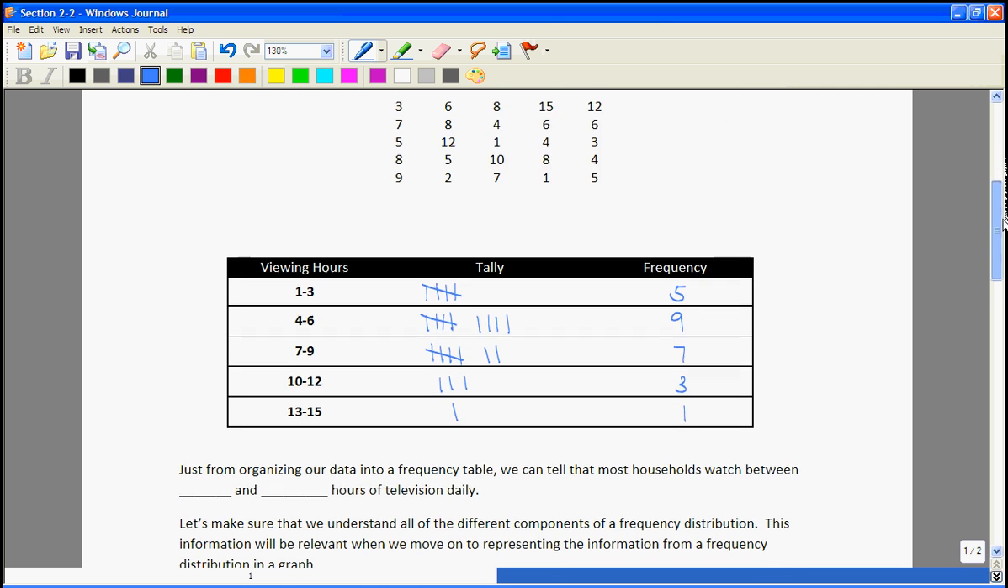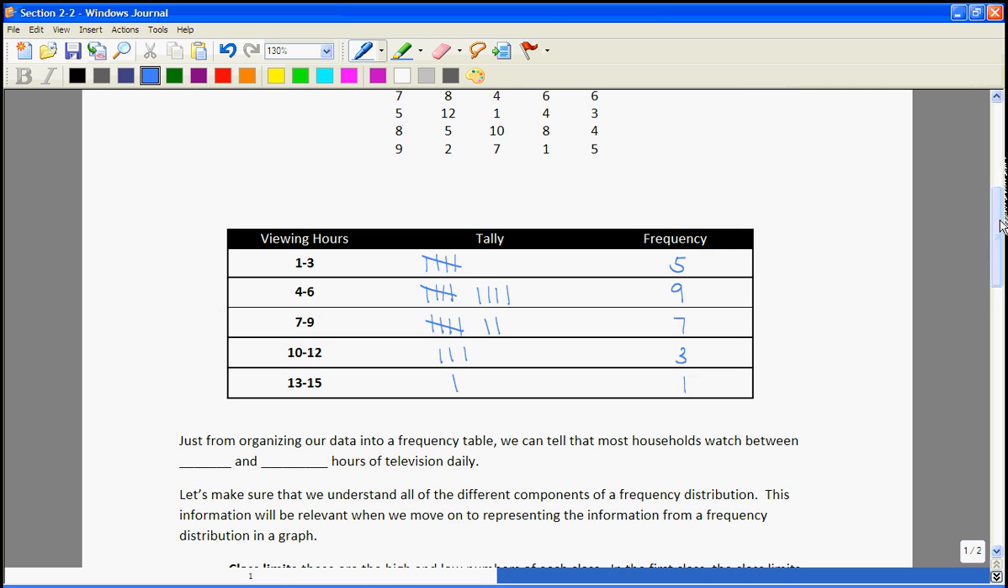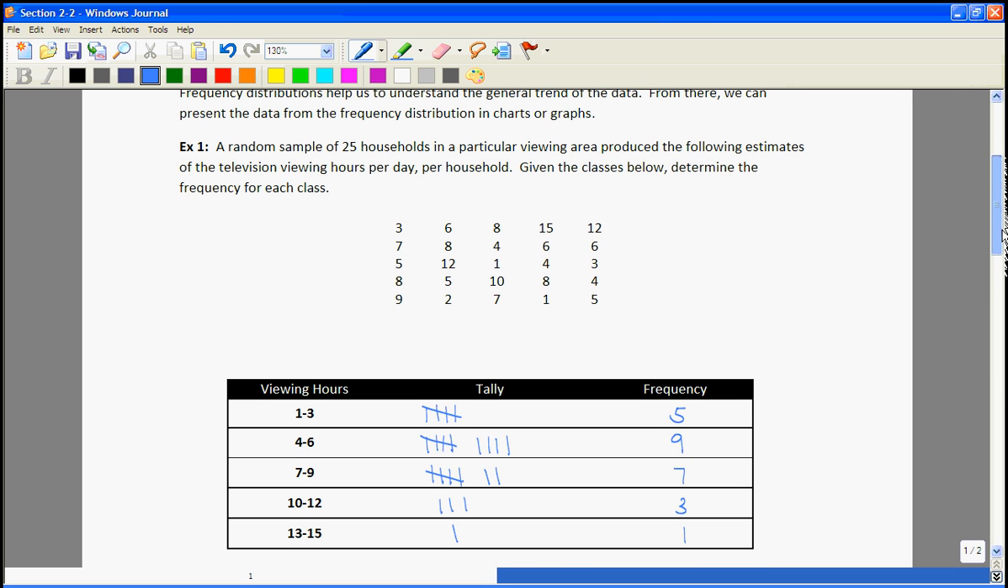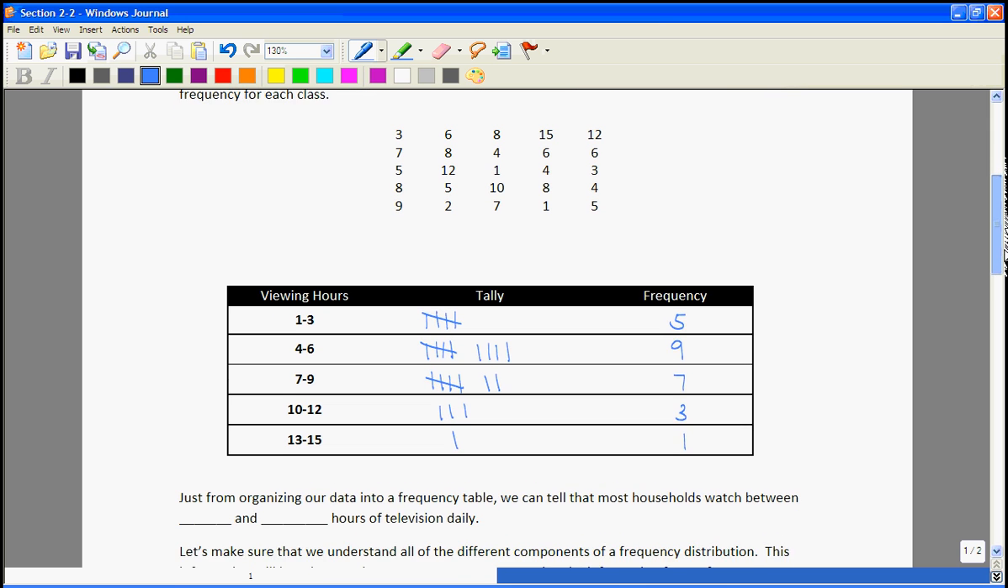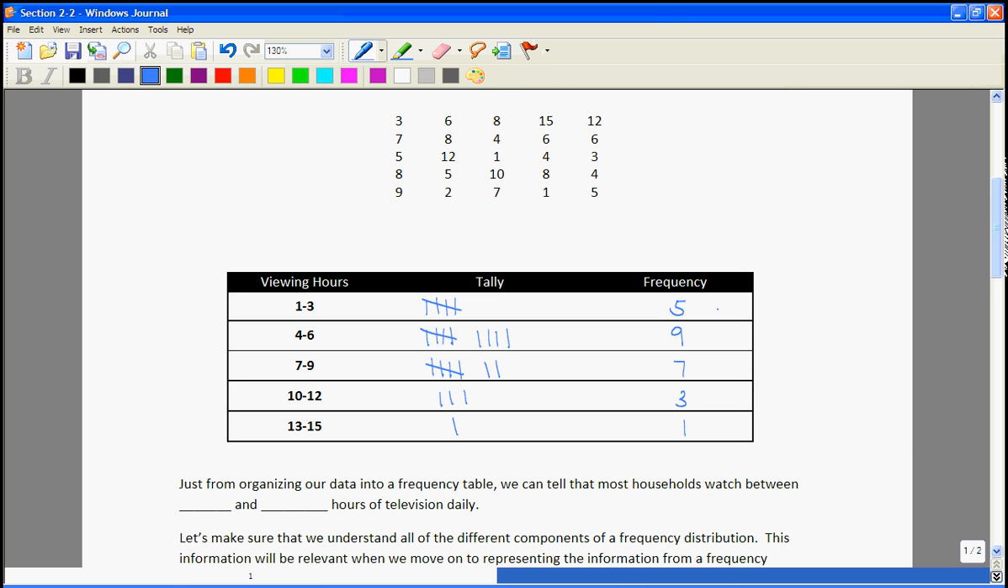One little thing you can do to make sure you captured all the data values is to add up your frequencies and make sure they sum to the original number of data values. So we were told we had 25 households, which means we have 25 pieces of data. So 5 plus 9 plus 7 plus 3 plus 1 should add up to 25, and it does. So it's not a guarantee that you got everything in the right place, but it at least lets you know that you didn't forget something or maybe count something twice.